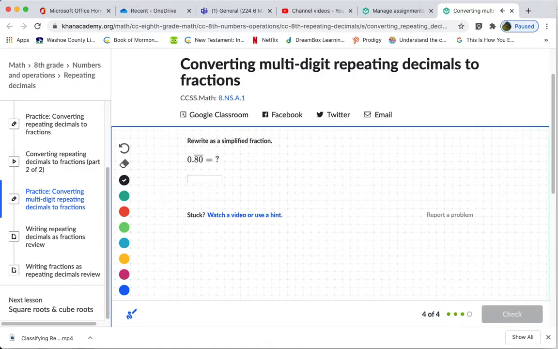Okay, and then one more. This one, the whole thing's repeating, so we have a shortcut for that. If the whole thing's repeating, we just write the number, 80, and for each digit in the top, we write a 9 in the denominator, so 80 over 99.